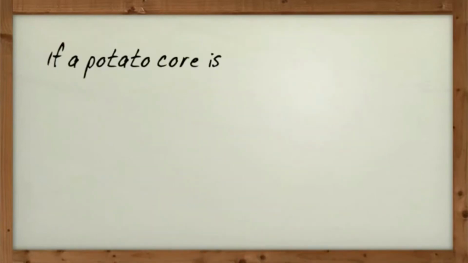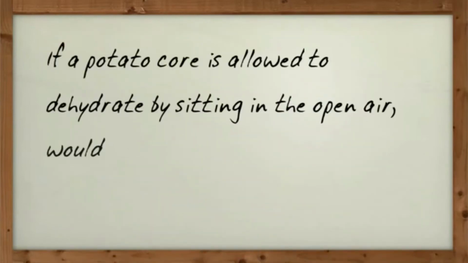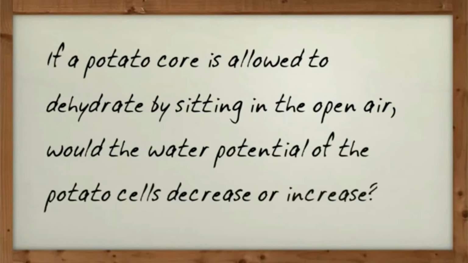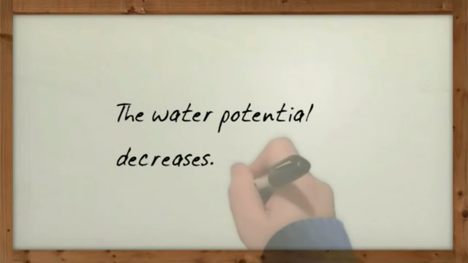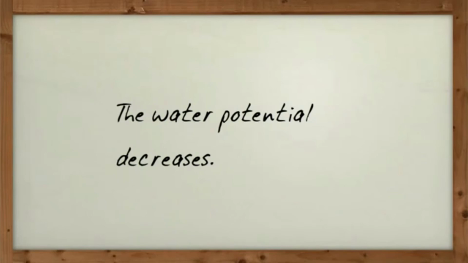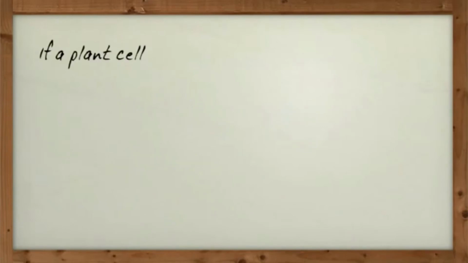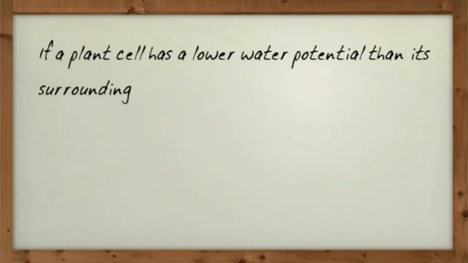If a potato core is allowed to dehydrate by sitting in the open air, would the water potential of potato cells decrease or increase? Why? In a flaccid potato plant cell, the pressure potential is positive and the solute potential is negative. Because the pressure potential and solute potential cancel each other out, the water potential is 0. However, when a cell is shriveled, pressure potential is 0 and the solute potential is negative as it does not change. Thus, the water potential is negative. It decreases.